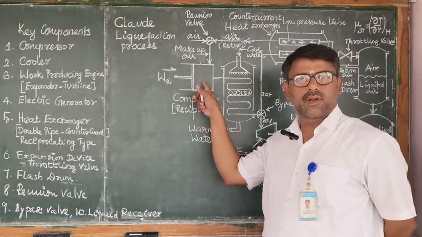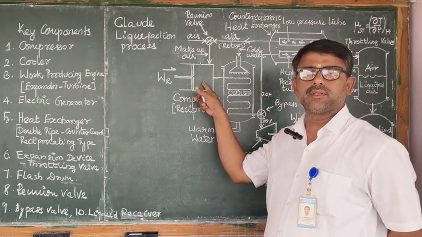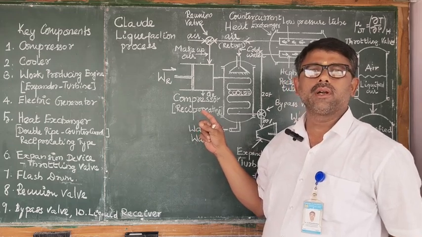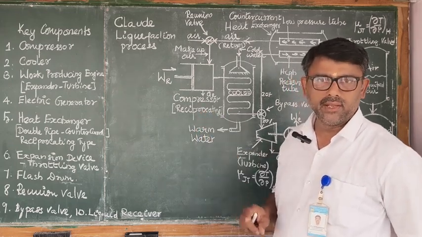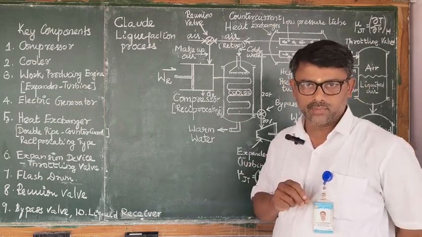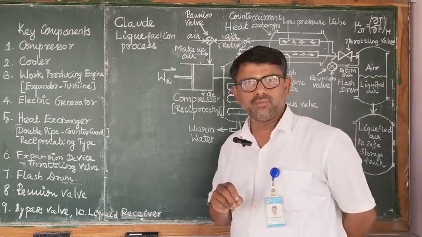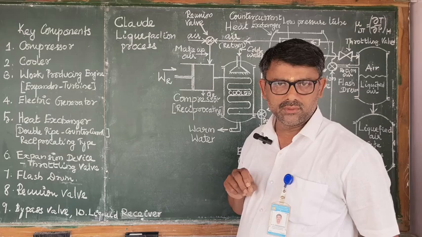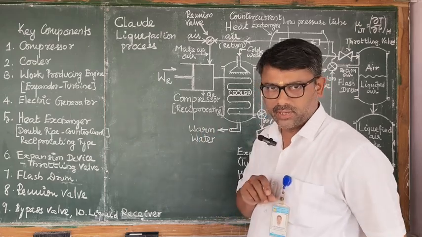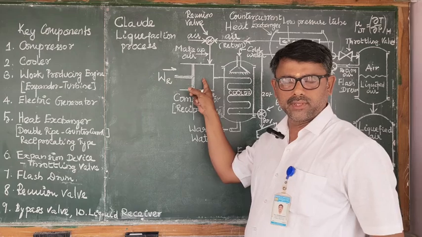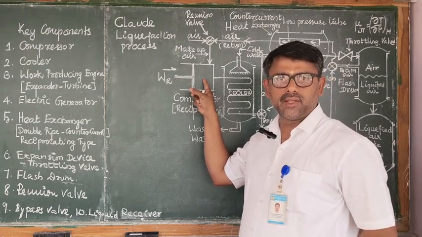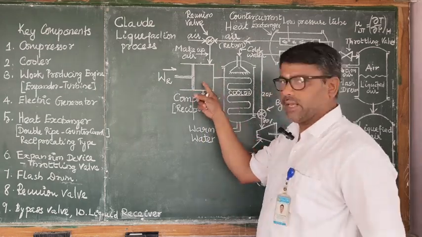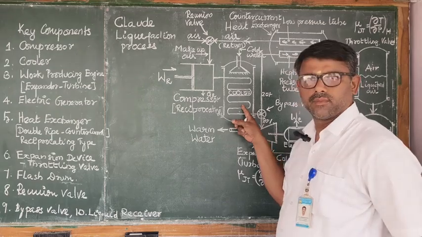This is component 1, the compressor. The compressor is used to compress the air to near about 200 atmospheric pressure by decreasing its volume, which in turn increases the temperature of air to a great extent. Clear? In this process, a reciprocating type compressor is employed. The compressed air is fed into a cooler.